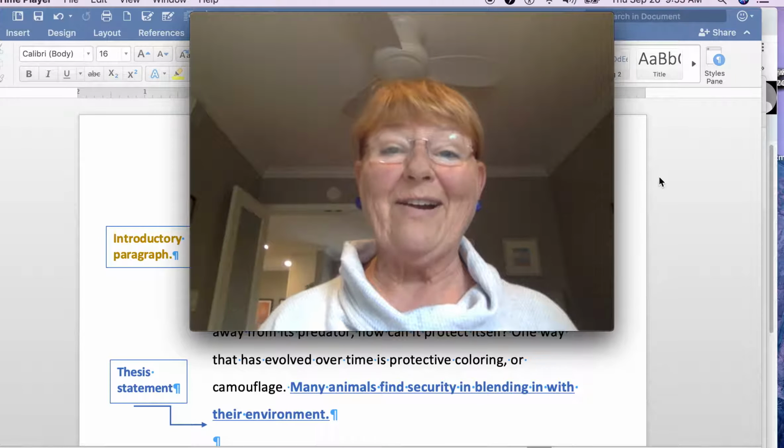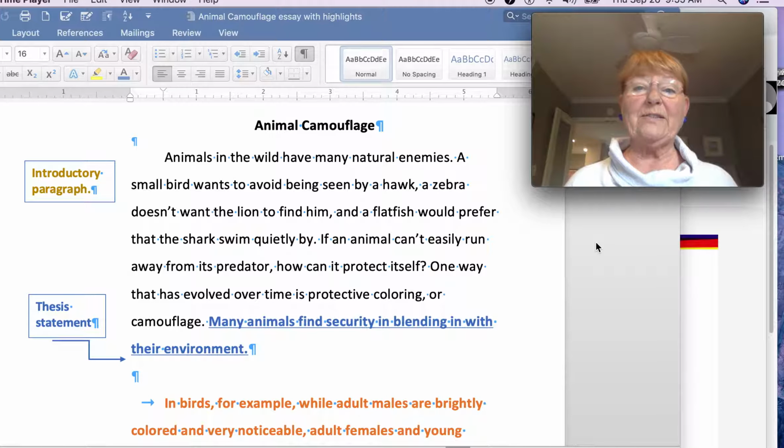But this particular essay has the introduction about animal camouflage, and it starts out with animals in the wild have many natural enemies. That's a pretty general statement. A lot of introductions begin with some general statements. You know it has something to do with animals. You know it has to do with animals in the wild. And you know that it says they have enemies, all right? That's leading down to the thesis statement.